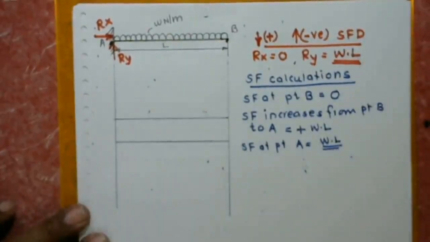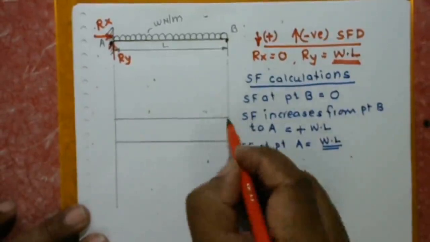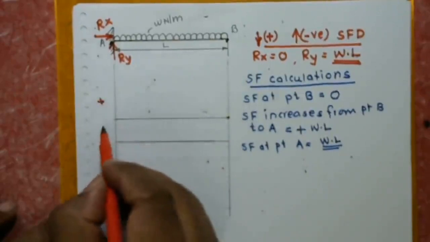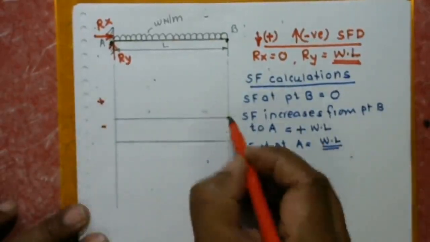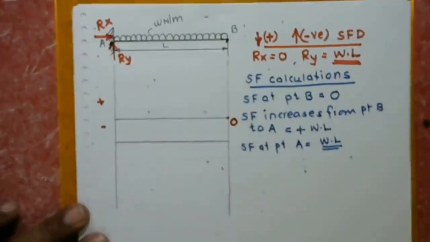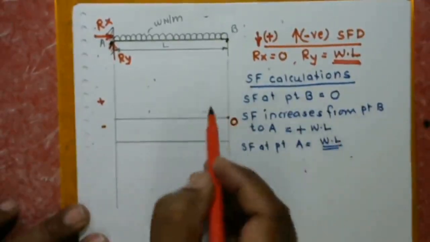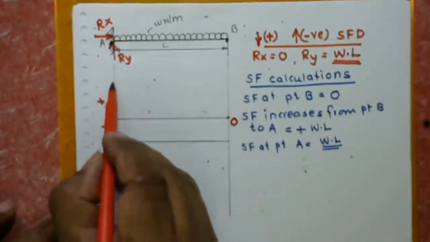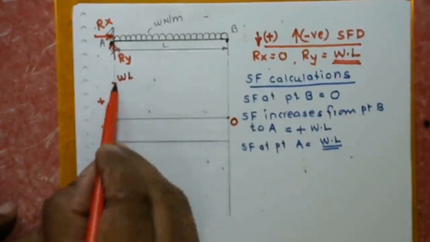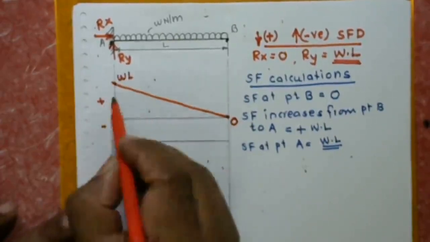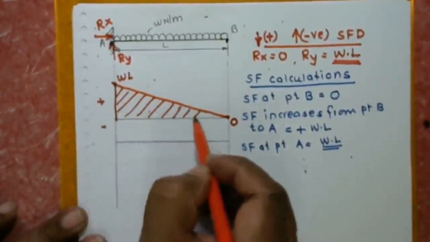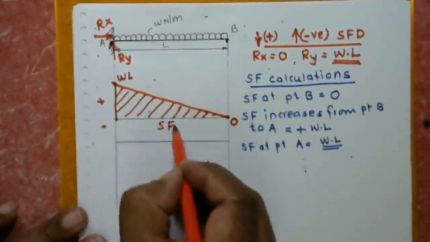Now we are going to plot its diagram. So this is our baseline again. Upper side is positive, below side is negative. All values are positive. So shear force at point B is 0, and shear force is gradually increasing when there is a UDL between these 2 points. So between these 2 points we have to join by an inclined line in this way. So this becomes the positive shear force diagram. So here you may write SFD.